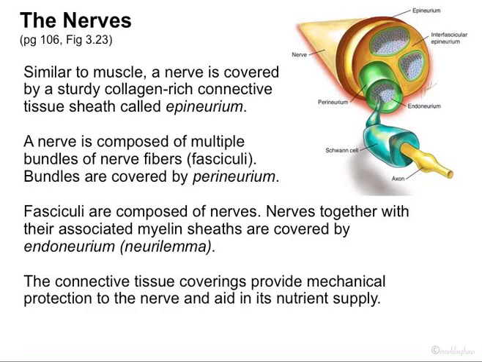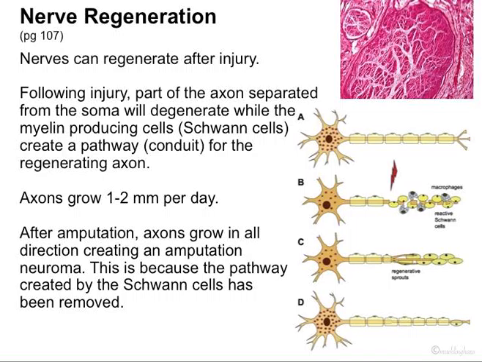And these connective tissue coverings provide mechanical protection, and they also help the nerve get nutrients coming in. So they create pathways for the nutrients to come in. And of course, we can cut ourselves, and what happens is we can cut a nerve. And so nerves, to some extent, can regenerate after injury. The axons can regenerate after injury. Once the cell body of a nerve is damaged, we have a much harder time. But after injury, the part of an axon that's separated from the cell body will degenerate.